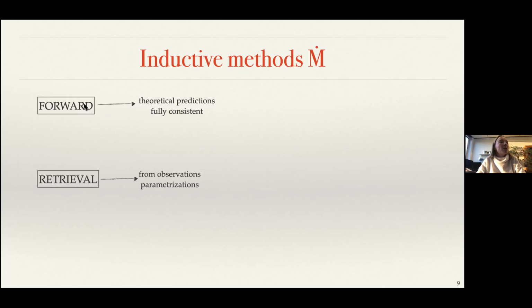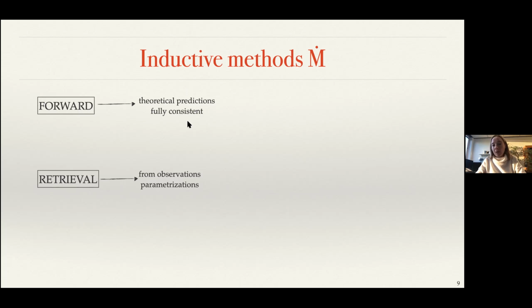Let's call them the forward method and the retrieval method. The forward method is the more theoretically oriented method, in which you take into account all the physical and mathematical chemical relations, and you make a fully consistent picture. And you then use your theoretical model to make a prediction of the mass loss rate. This kind of prediction, as we all know, can only be as accurate as the model that you're using. So that's one of the drawbacks.